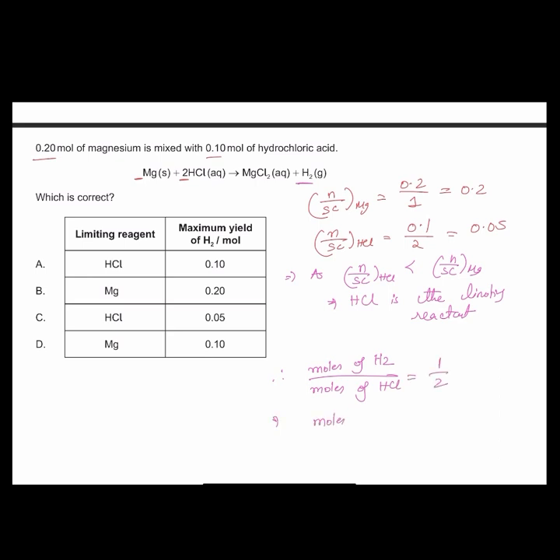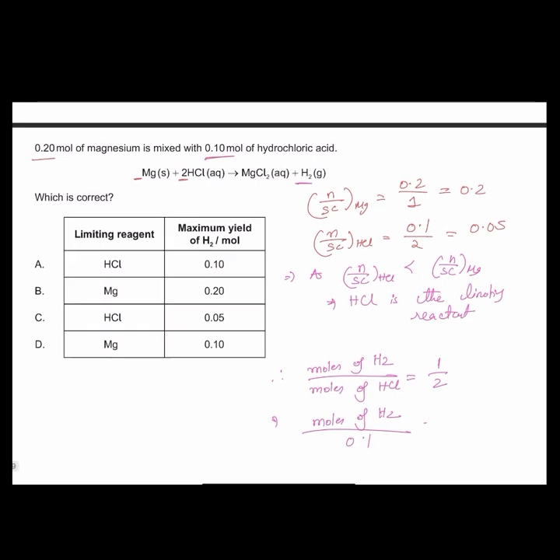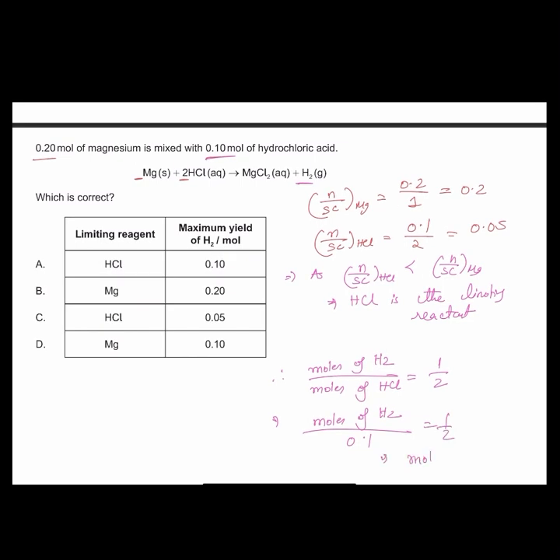So moles of H2 to moles of HCl. Moles of HCl is 0.1, as given in this question. This will be equal to half. So maximum moles of H2, that is the maximum yield, will be 0.1 by 2, that is 0.05. So the limiting reactant is HCl, and the maximum yield is 0.05. So it matches option C, and hence option C is the correct answer to this question.